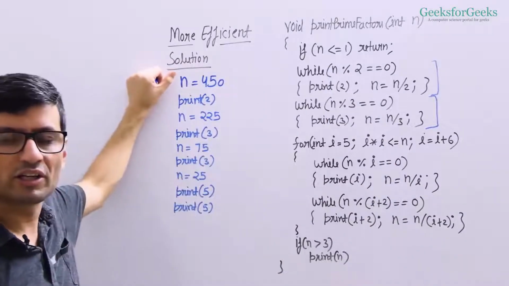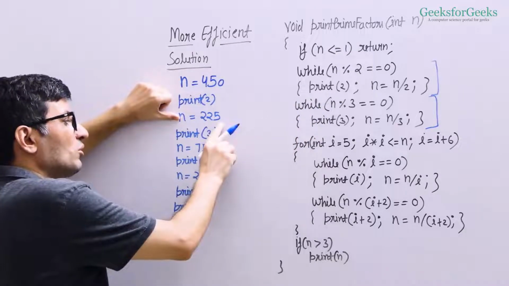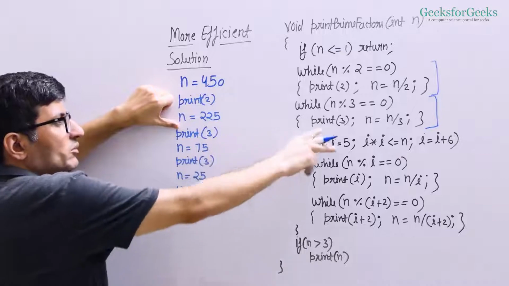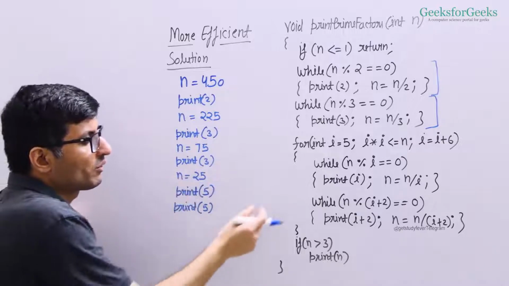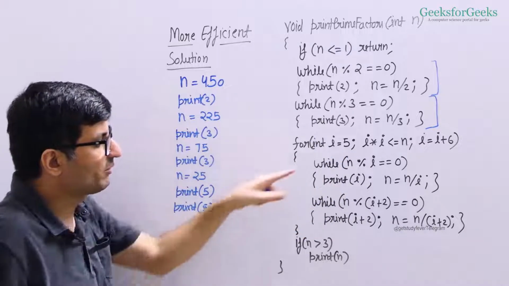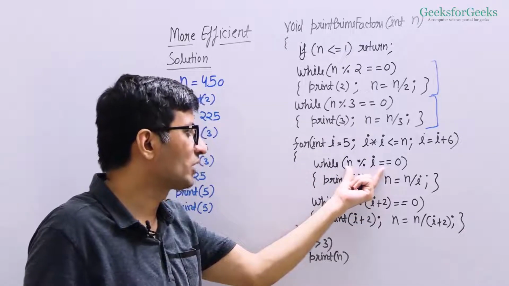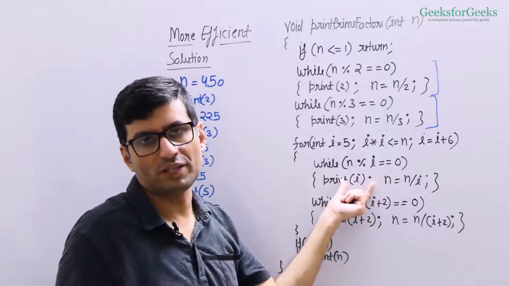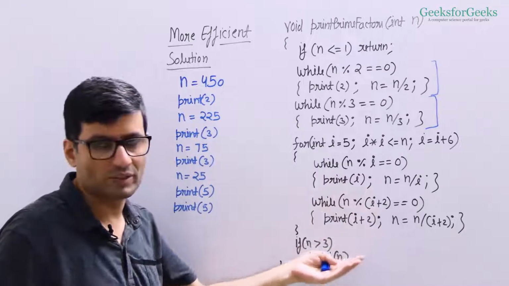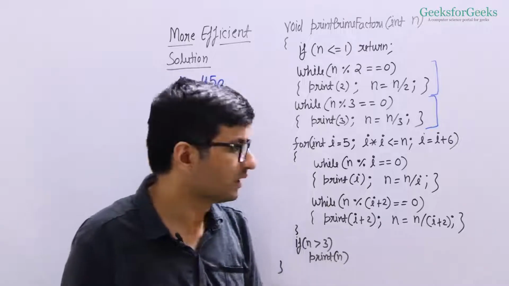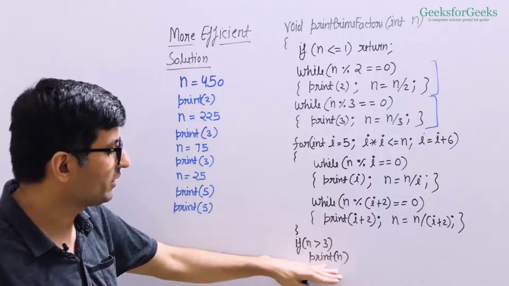So this way, if we run it for n equal to 450, we'll first print 2, then we'll have n equal to 225, then we'll print 3 2 times, we'll go inside this loop 2 times, and then we'll have n equal to 25. And after we get n equal to 25, we'll come inside this loop and we'll begin with i equal to 5. So when we begin with i equal to 5, we'll go inside this loop 2 times and we'll print 5 2 times, right? After that we'll notice that i plus 2 is not divisible for the remaining n because n is now 1. So we'll come out of this loop and n is 1, so we'll not go inside this if condition also, and we'll not be printing n.